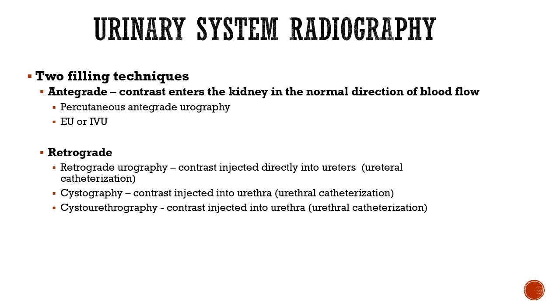For the retrograde procedures, we have a retrograde urography exam. That's where contrast is injected directly into the ureters using ureteral catheterization. We have cystography, in which contrast is injected into the bladder using urethral catheterization. And then we also have cystourethrography, which is contrast injected through the urethra again, but this time we're going to look at the bladder and the urethra, through urethral catheterization.